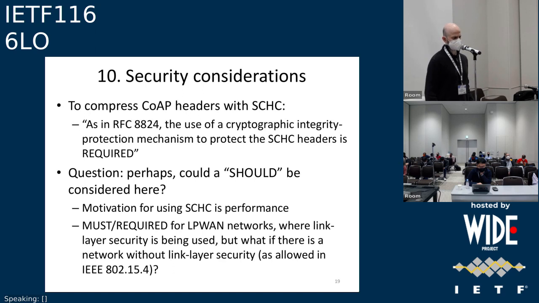So the last slide, just a comment on the security considerations that we have in the document, one aspect of them. There is one kind of problem. RFC 8824 states that if there is a layer 2 different from LPWAN technologies as the way to transmit packets where we're using SCHC to compress CoAP headers, then 8824 requires, so this is a must level requirement, the use of a cryptographic integrity protection mechanism to protect the SCHC headers, okay?